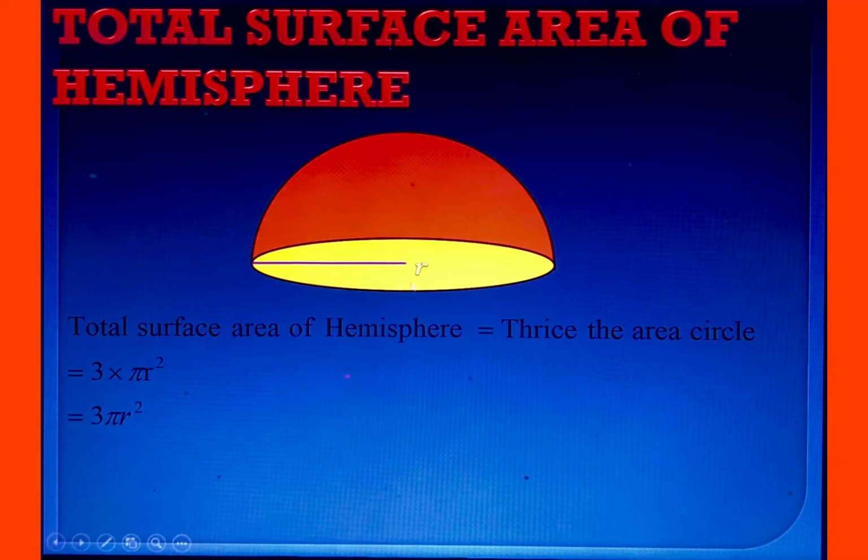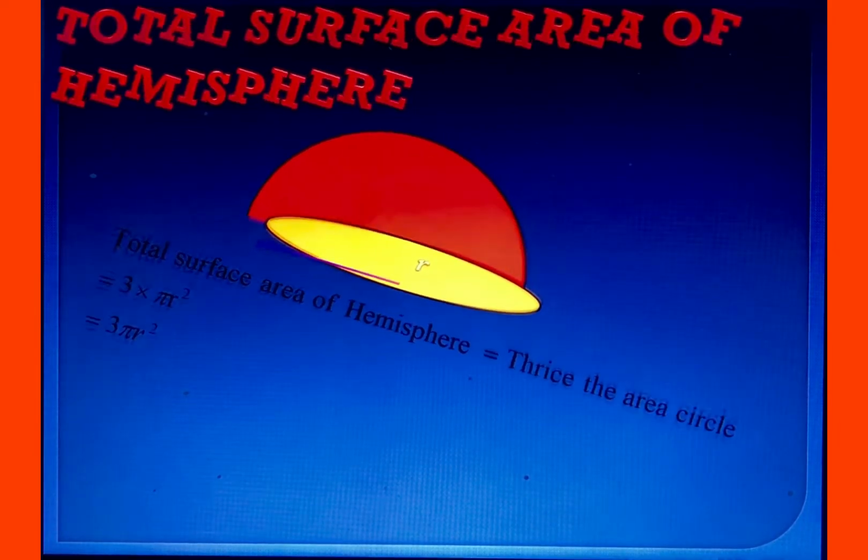So area of circular part is pi r square, and area of red part is 2 pi r square. 2 pi r square and 1 pi r square, you will get 3 pi r square. So the total surface area of hemisphere is 3 pi r square.